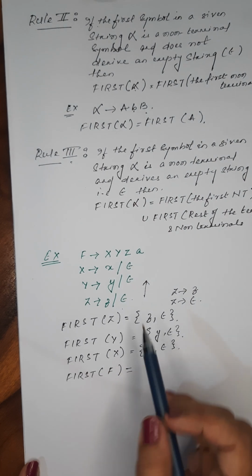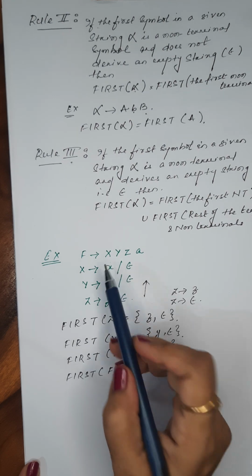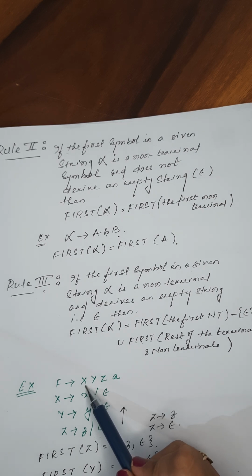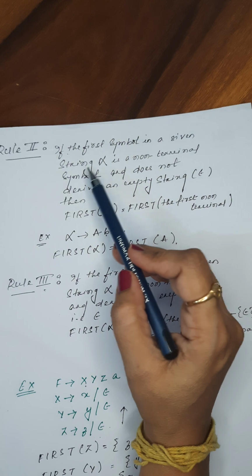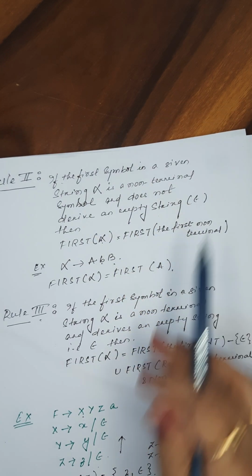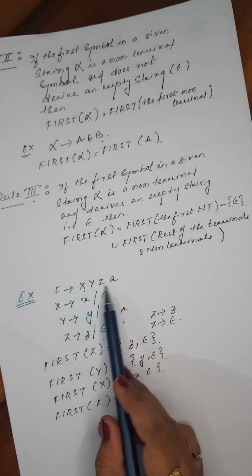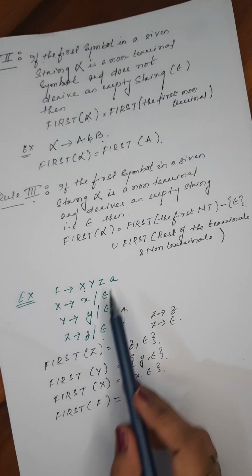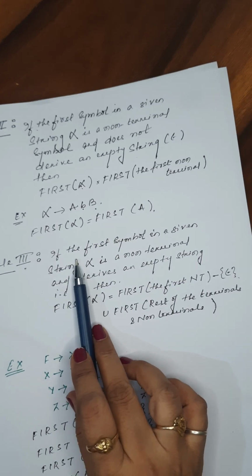Now see, what is the symbol over here? Here it is given X. Now what do we have to check? We have 2 rules. First rule is done. It is a non-terminal. So, rule number 1 is not applicable over here. Now check. If the first symbol in a given string alpha is a non-terminal and does not derive an empty string. Check here. F tends to X Y Z A. X is the non-terminal, but here X derives an empty string. So, rule number 2 is not applicable. Go to rule number 3. What does your rule number 3 say?